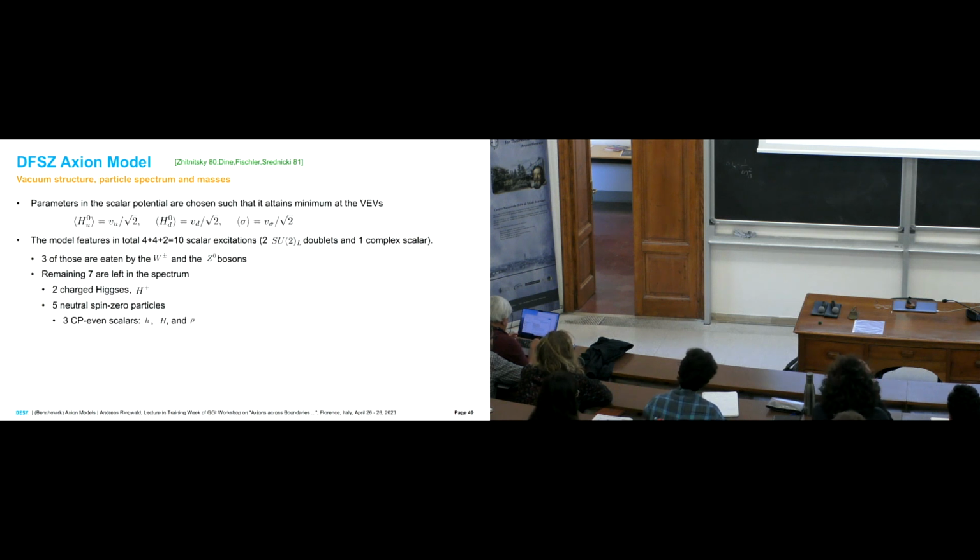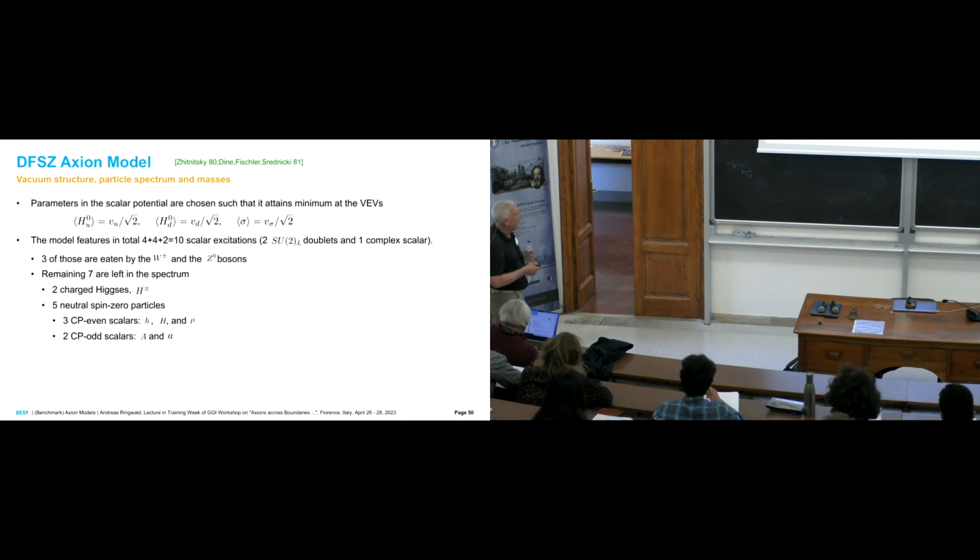Of these 5, there are 3 CP-even scalars. One I call small h. This should be the standard model like Higgs boson, which was discovered by the LHC. Then there's a big H, and then of course there is also the rho particle, so to say, the particle from the excitation of the modulus of this Peccei-Quinn scalar. And there are two CP-odd scalars. One is called the big A and the small a, and the small a is then our axion field.